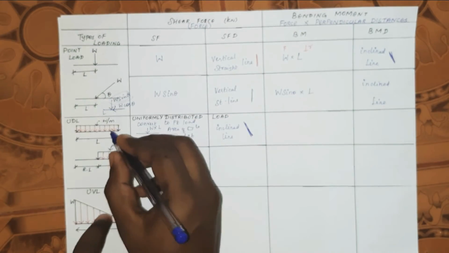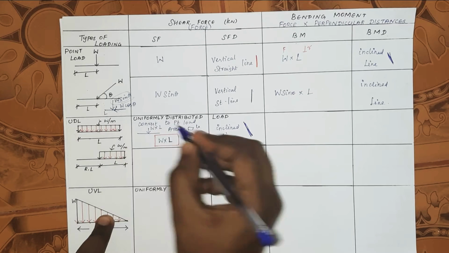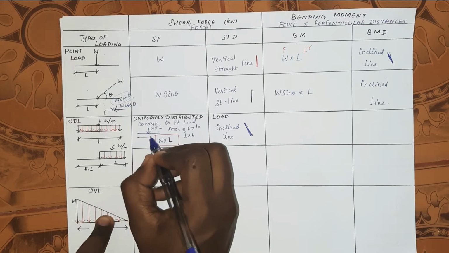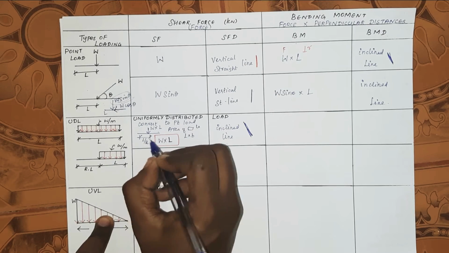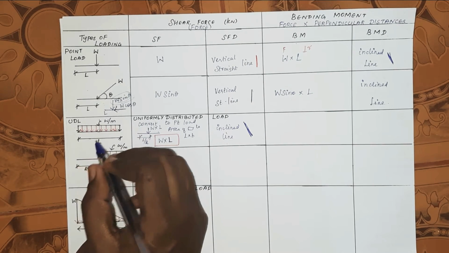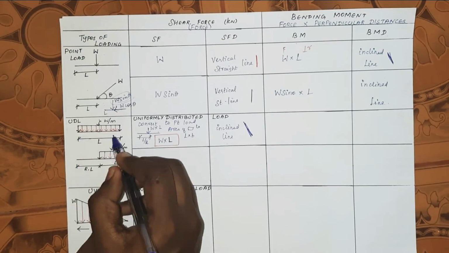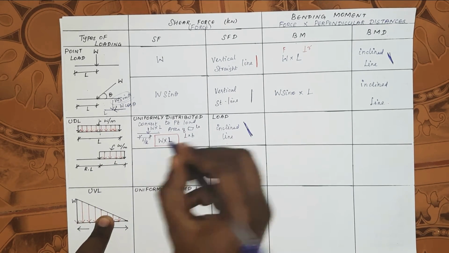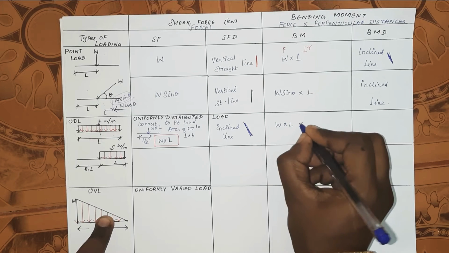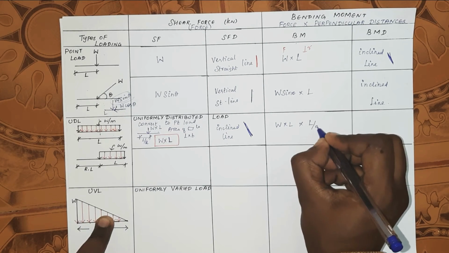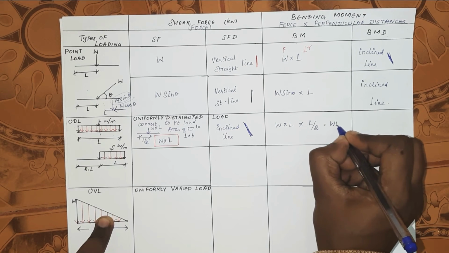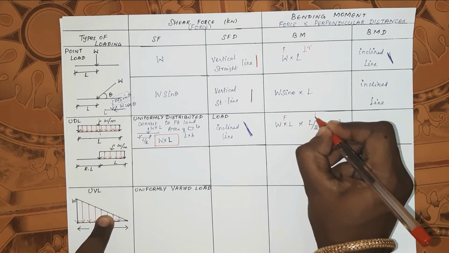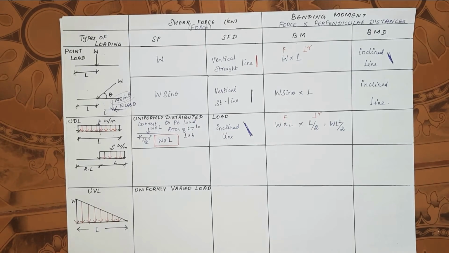So for this UDL also, we convert this UDL into a point load, where it is acting at the center of the UDL position. Here L, the acting center, so L by 2. So what is the force value? W into L, into perpendicular distance L by 2. So write it as W L square by 2. This is force, this one is perpendicular distance.